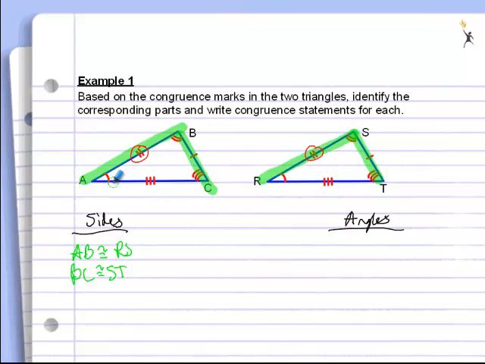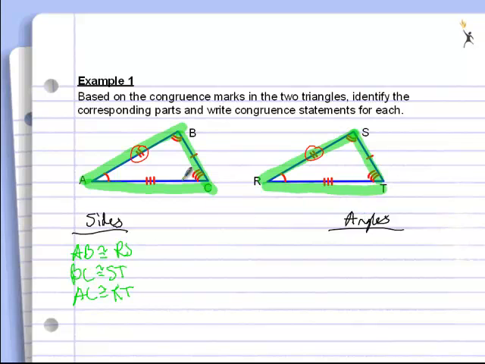Last but not least, what about AC? AC is congruent to what side of the other triangle? RT. Just kind of think about that. One congruency mark, two congruency marks, two congruency marks, three congruency marks, three congruency marks. They're all in the same position. The ones with one congruency mark are the top right, the twos are top left, and the threes are the bases. Not too tough. Okay.